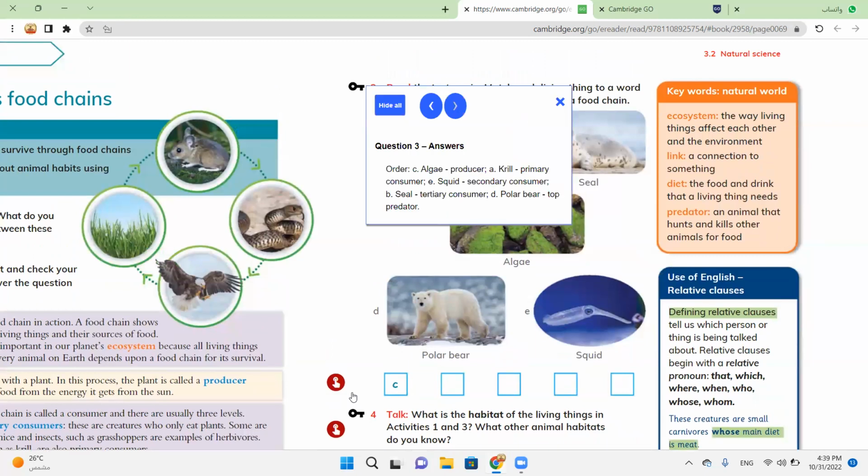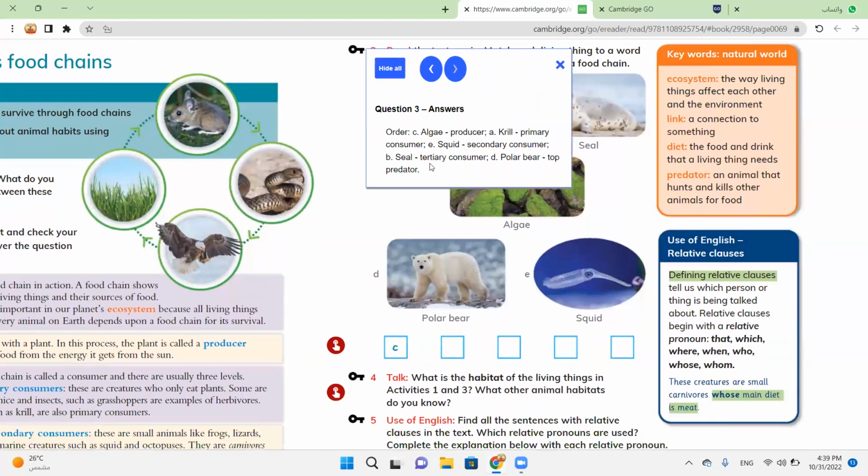Here are the answers. C, A, then E, squid, then B, the seals. And we can also see the type. A krill is a primary consumer, like we said. Squid is a secondary consumer. Seals are tertiary consumers, and the polar bear is a predator.